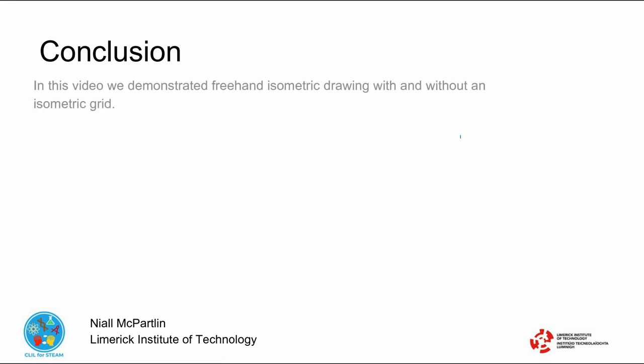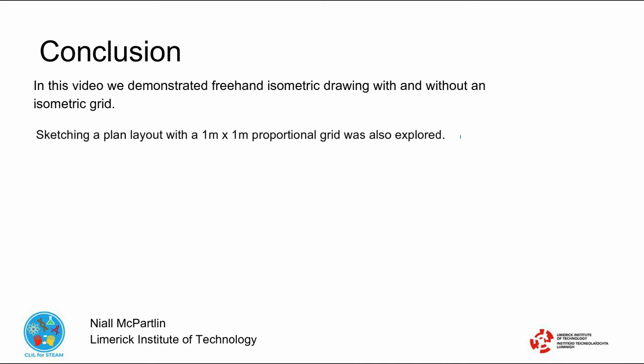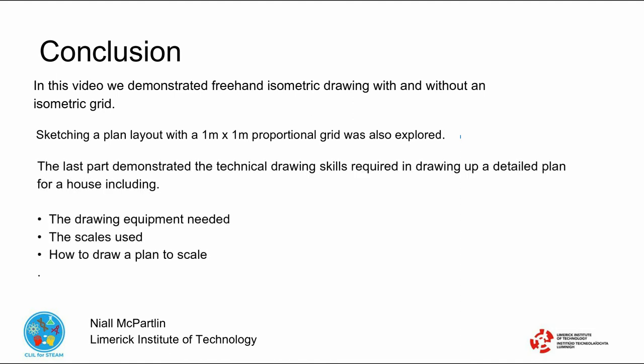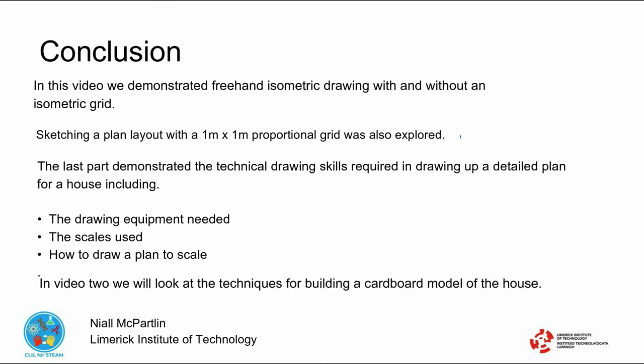In this video, we first demonstrated freehand isometric drawing with and without an isometric grid. Sketching a plan layout with a 1 meter by 1 meter proportional grid was also explored. The last part demonstrated the technical drawing skills required in the drawing up of a detailed plan for a house, and they included the drawing equipment needed, the scales used, and how to draw a plan to scale. In video 2, we will look at the techniques for building a cardboard model of the house.